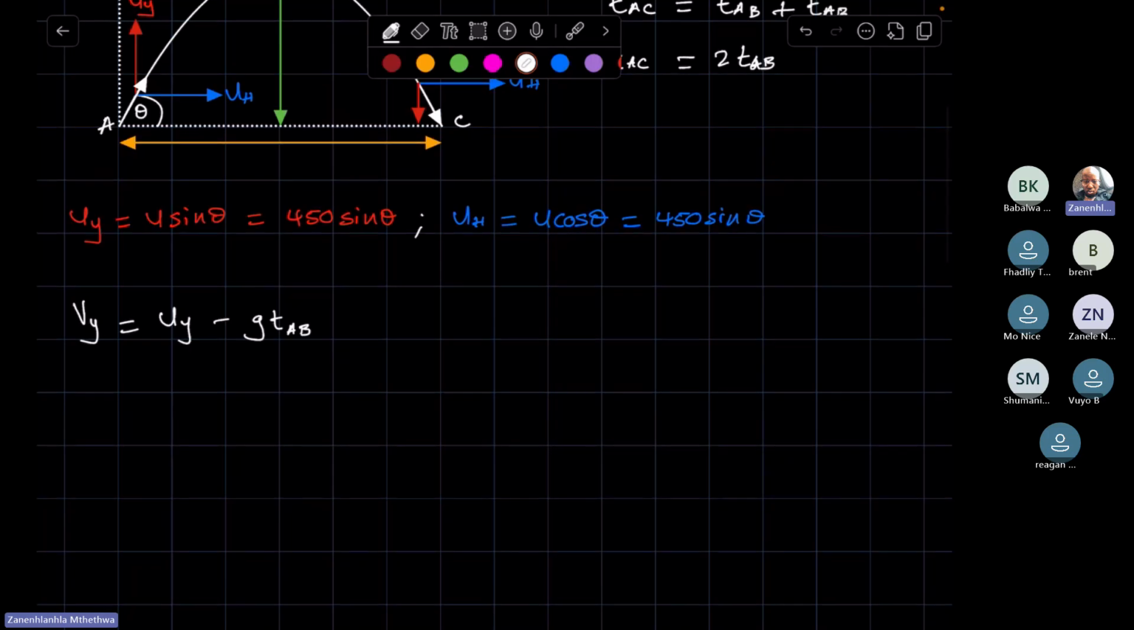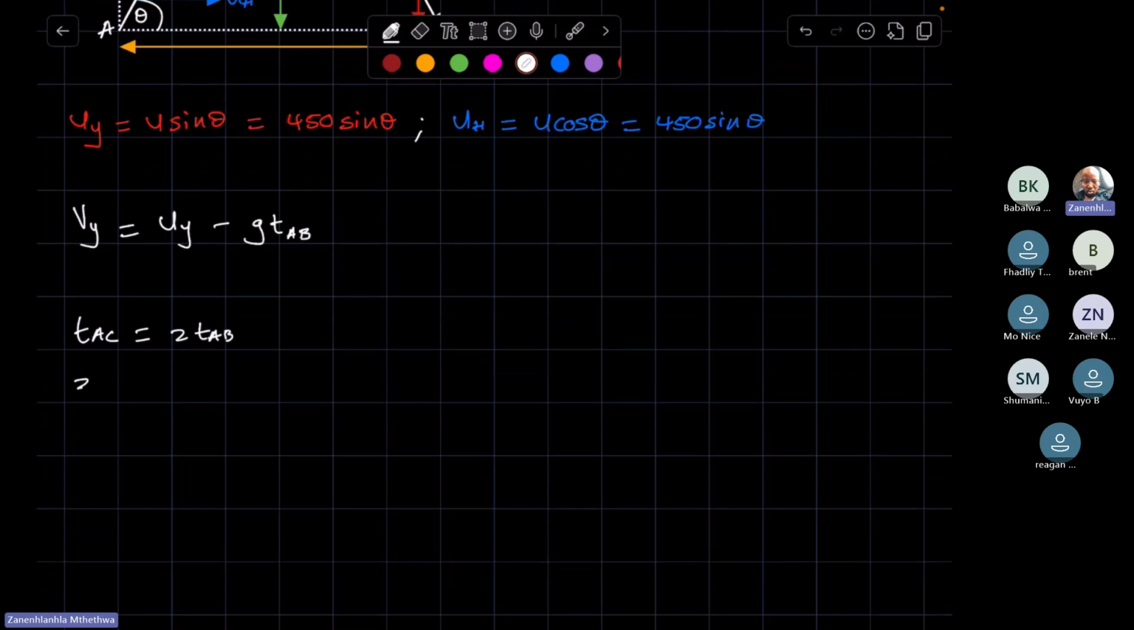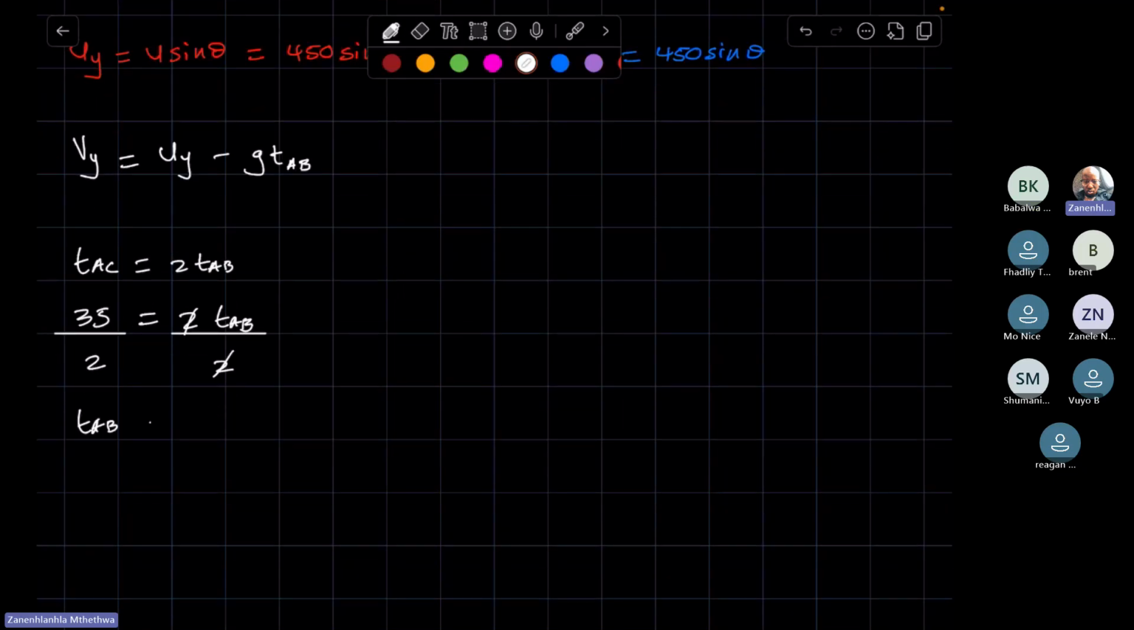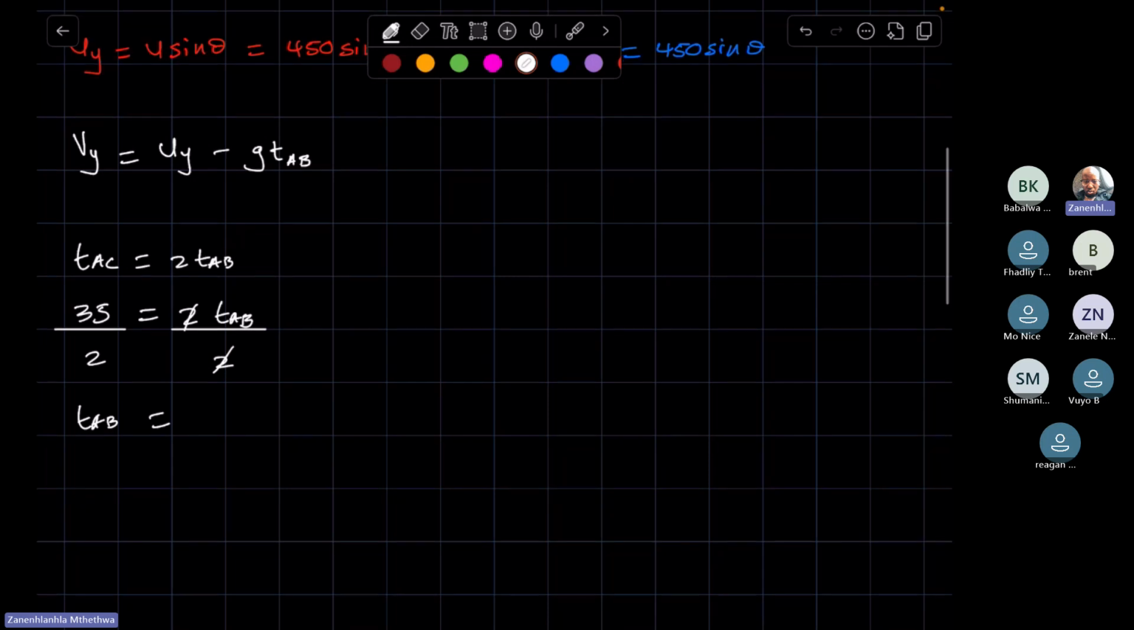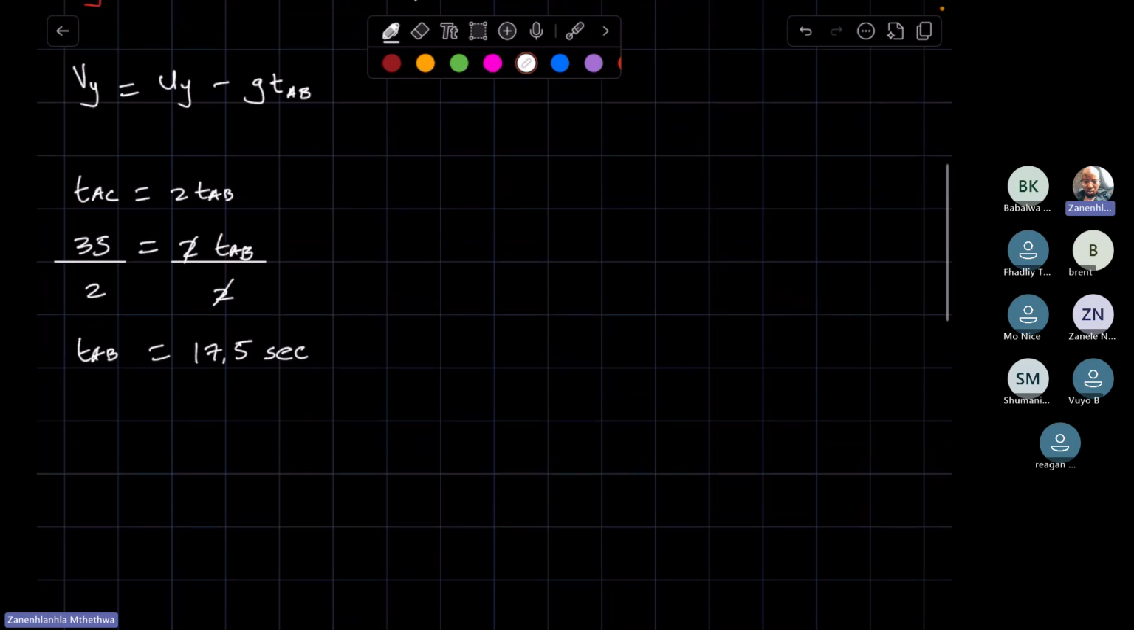So if TAC is equal to 2 times TAB, and TAC has been given to us as 35 seconds, that means to get TAB, you simply divide both sides by 2, and this gives us TAB. What is 35 divided by 2? 17.5. 17.5 seconds. All right, so we have TAB.